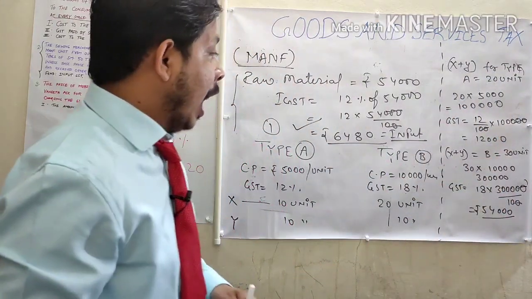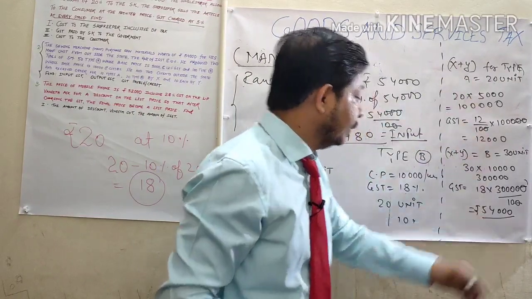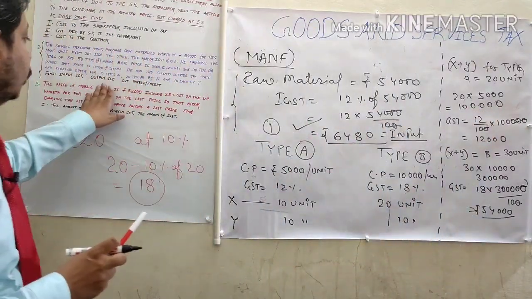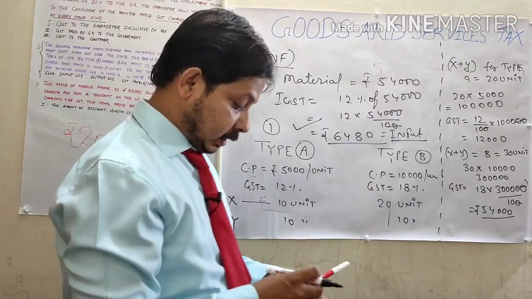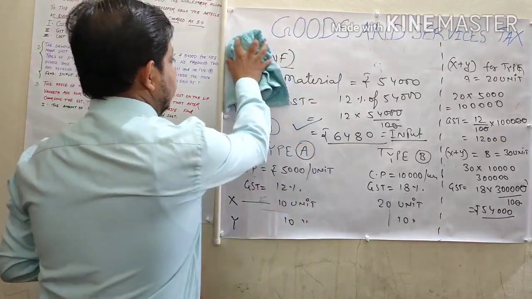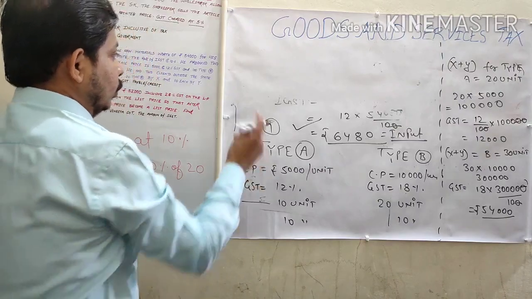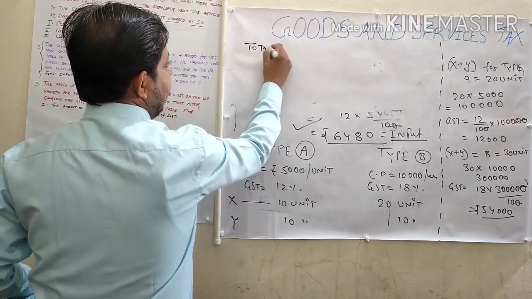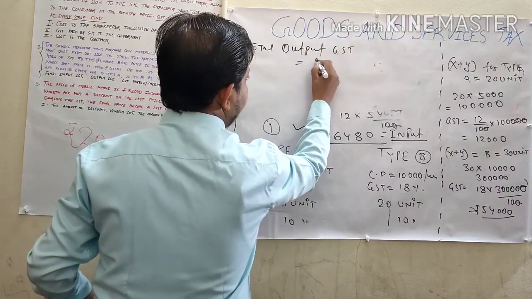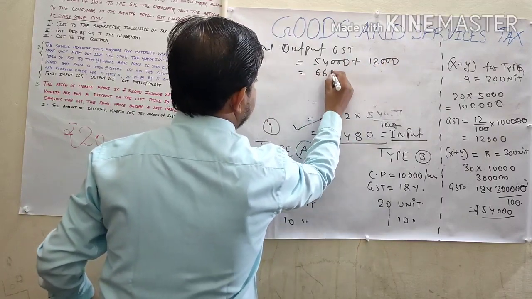Okay. So how much GST he collected from X and Y, from type A and type B? We have to find here output GST and then payable GST. So I hope this line is clear. Now total output GST is equal to 54,000 plus 12,000, 66,000.